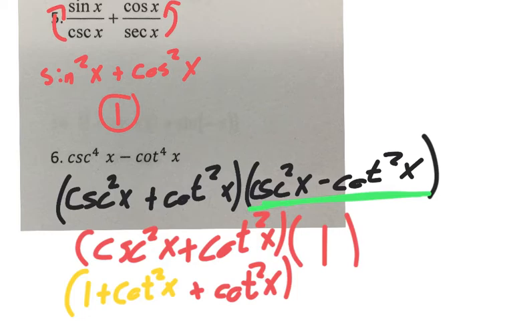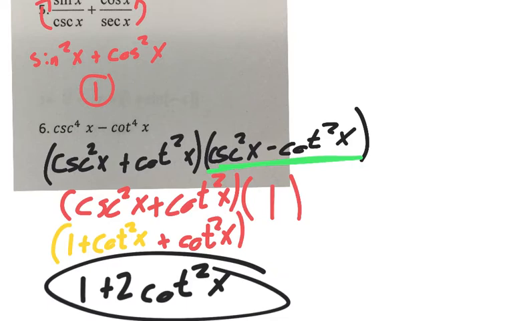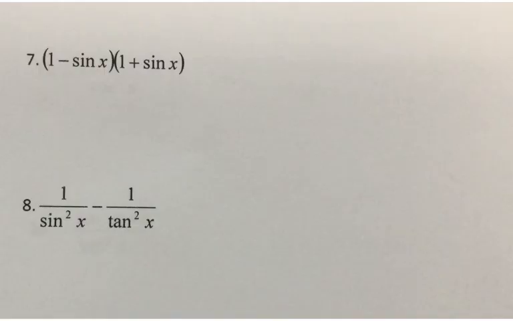They're just using substitution. And now what is 1 plus cotangent squared plus cotangent squared? Now I have 2 cotangent squareds. So I think that's the final answer. I think that's simplified. But you can make a case that this is simplified. So again, the biggest complaint is where do you stop? A good question. Okay, we'll look at 7.